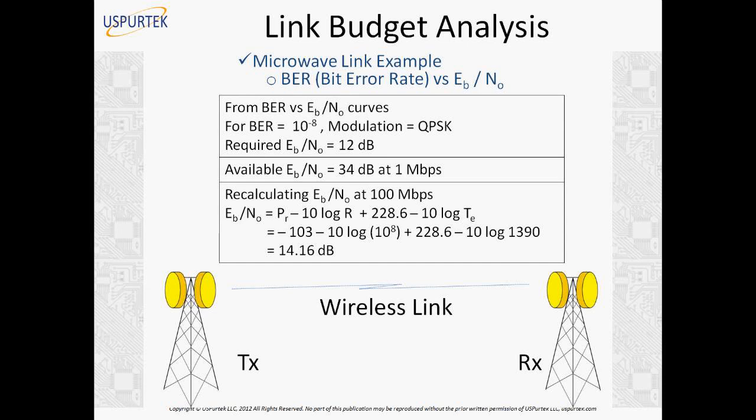Now you see, after the calculation, it gets reduced to 14.16 dB, whereas at 1 megabit per second, we had 34 dB. At 100 megabits per second, our energy is much less, 14.16 dB. But still, if you look at the upper requirement, our required Eb/N0 is only 12 dB. Still, we are within the range.